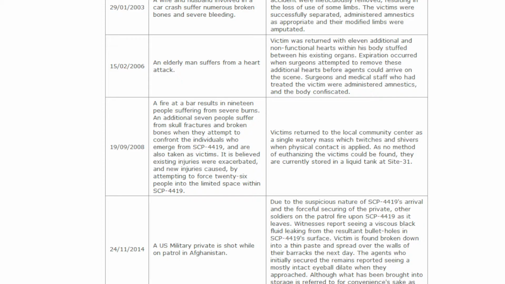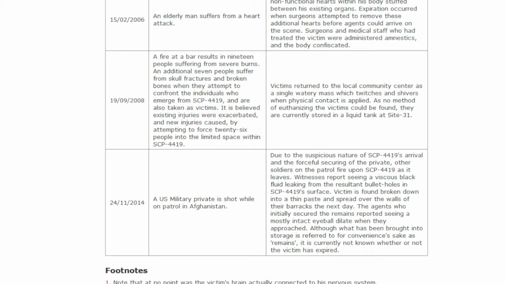U.S. Military private shot on patrol in Afghanistan. Due to the suspicious nature of SCP-4419's arrival and the forceful securing of the private, other soldiers on patrol fire on it as it leaves. Witnesses report seeing a viscous black fluid leaking from the bullet holes in its surface. The victim was found broken down into a thin paste and spread all over the walls of the barracks the next day. The agents who initially secured the remains reported seeing a mostly intact eyeball dilate when they approached. Although what has been brought into storage is referred to for convenience's sake as remains, it is currently not known whether or not the victim has expired.